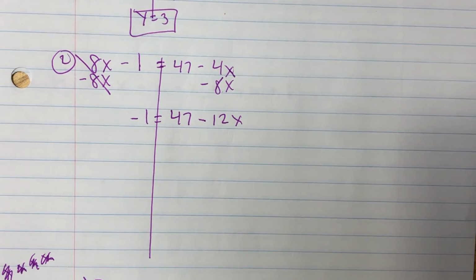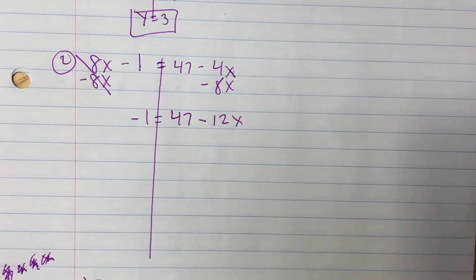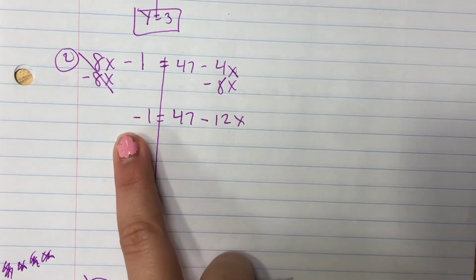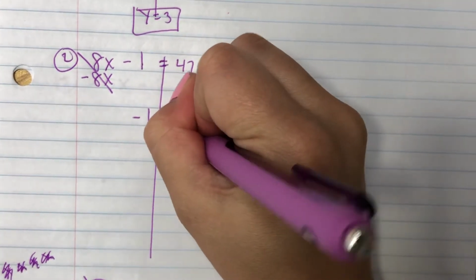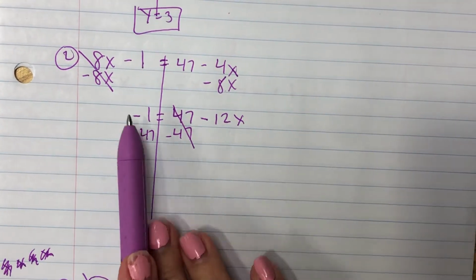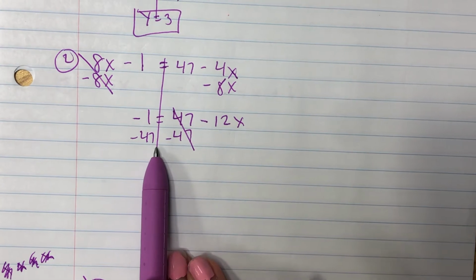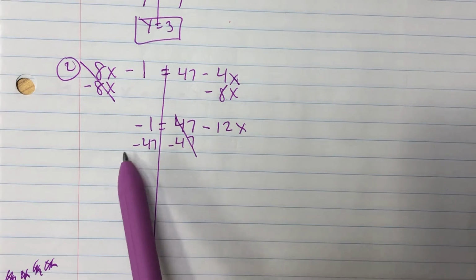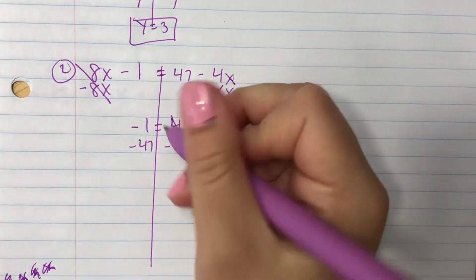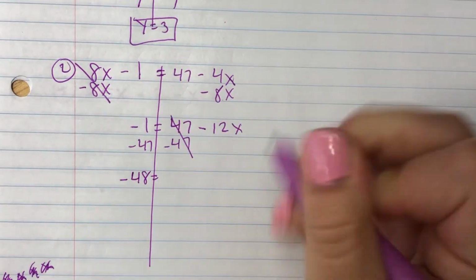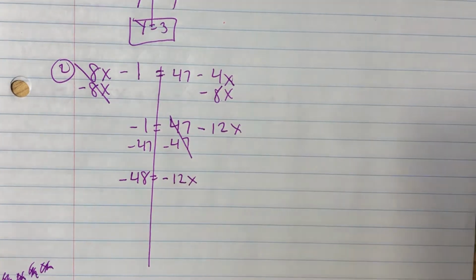4 would be your answer. That's not the answer, okay? Be aware. All right, so let's keep going. Let's take this 47, move it over here with the 1. So I'm going to subtract 47 from both sides. When I do it, it goes away here. Negative 1 minus 47. Again, same thing. Don't do minus negative. I didn't write minus negative. I just wrote minus. Negative 1 minus 47 is negative 48 equals negative 12x.